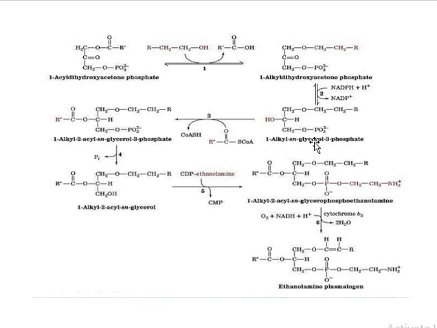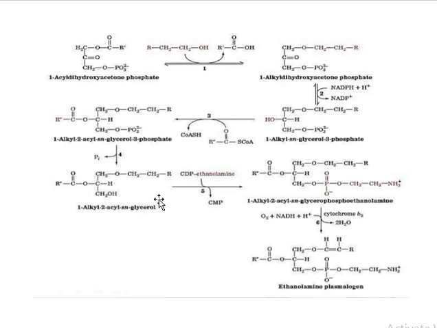Then this 1-alkyl glycerol 3-phosphate is acylated with another fatty acyl CoA to form the 1-alkyl 2-acyl glycerol 3-phosphate. Then the phosphate group present at the third carbon of glycerol is hydrolyzed and released as an inorganic phosphate group, and finally the 1-alkyl 2-acyl glycerol molecule is formed. This is the basic molecule from which the plasmalogens and platelet activating factors are synthesized.